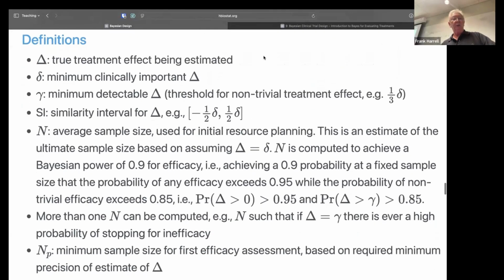So here are our symbols. Delta is the true effect. Little delta is the MCID. Gamma is the minimum detectable delta. I have different words that I use, like triviality threshold, minimum detectable treatment effect. And just to throw out an idea, what this would typically be would be half of the MCID or 1/3 of the MCID. That's just a good starting point, and then the clinicians really need to think that through. And then we have a similarity interval, which is plus or minus 1/2 of the MCID.